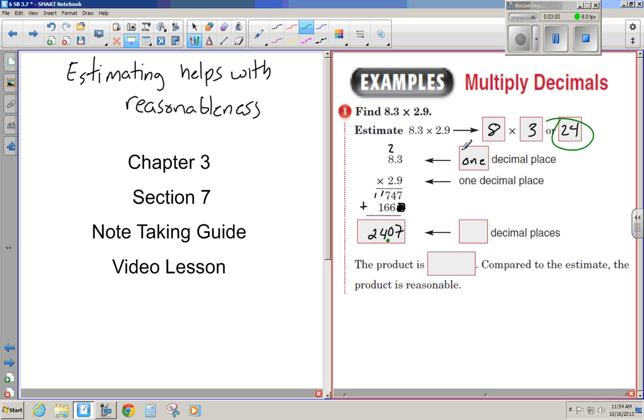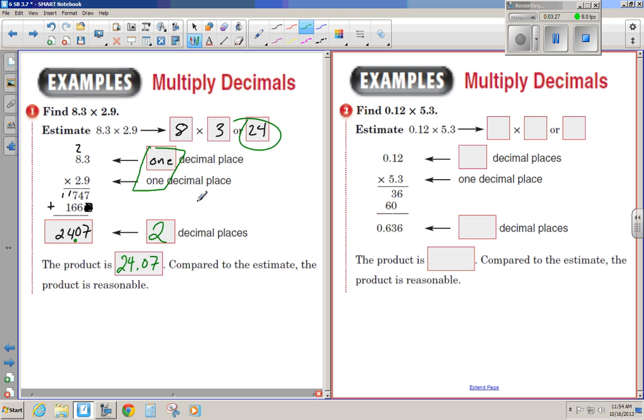The decimal, according to the estimated answer, should go right here. You could also look at the fact that you're multiplying two numbers that have 1 decimal and 1 decimal. So when multiplying 1 decimal with another 1 decimal, you should end up with 2 decimal places. So 1, 2. Either way works. The product is 24.07. Compared to the estimation, the product is reasonable. All right, let's look at this.